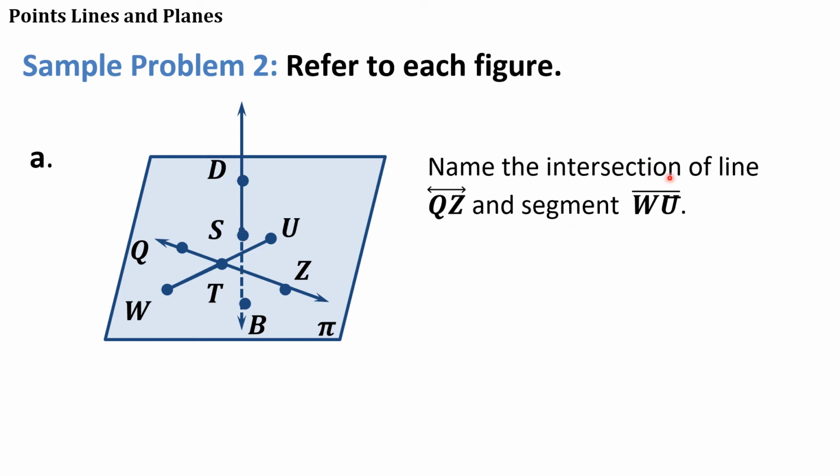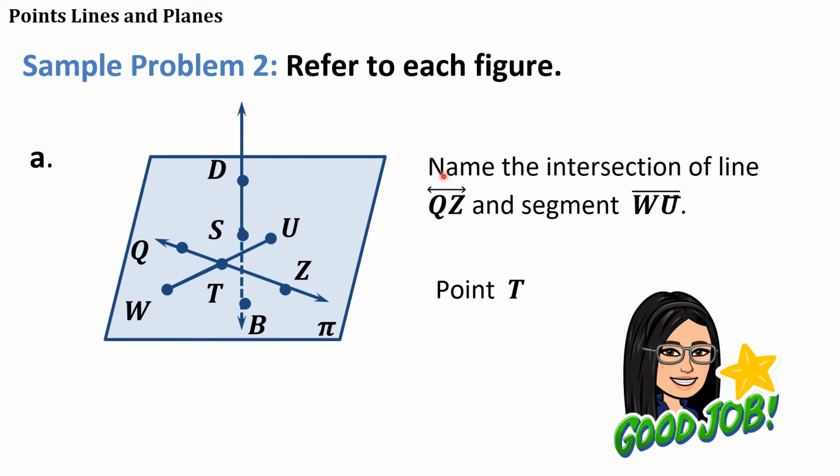It says here, name the intersection of line QC, and you can see that's a line, and the segment WU. You're going to look at them. You have here the line and here the segment, and they are touching in exactly one point. What point is that? If you said point T, you are correct. Remember, this one is S, this one is T, this one is B, and this one is D. So let's try not to confuse them.